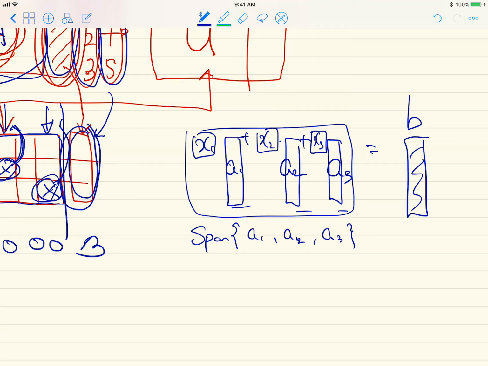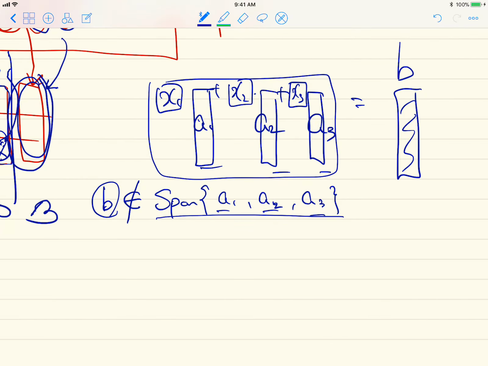And in this case, when does our solution exist? Our solution exists when b is inside the span of these 3 vectors. That means b can be represented as some linear combination of a1, a2, and a3, right? So this is when we have a solution. And if it's outside of our span, then this is when we have no solution at all. And then when can we guarantee that we always have a solution?